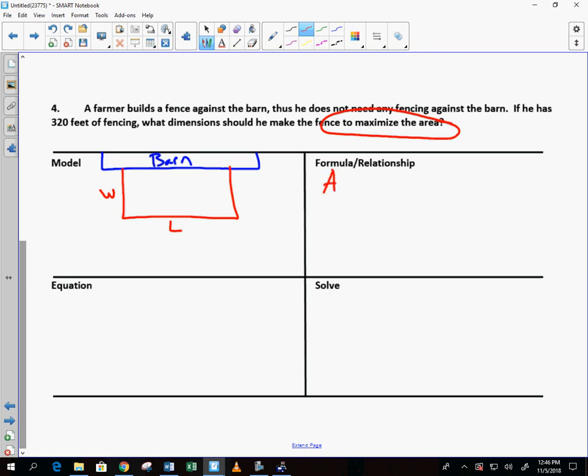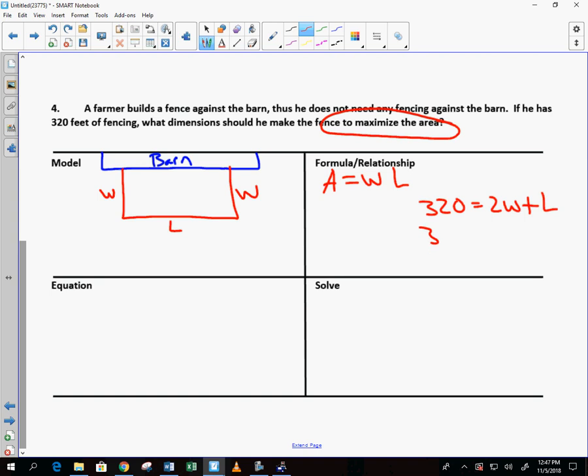Area equals width times length. Awesome. We know that's not sufficient because there are two variables and we need one variable. What else do you want to do? 320 equals 2W plus L, because I have two of the widths and one of the lengths. Now what?